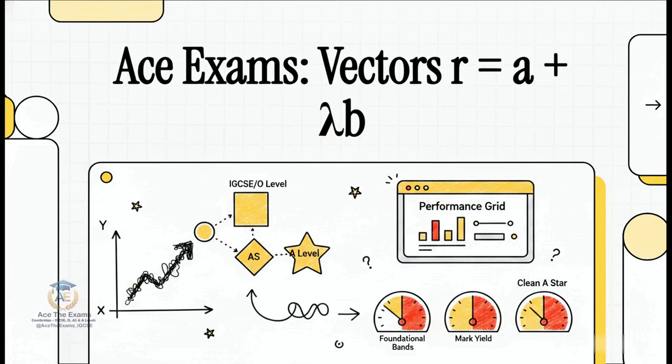And listen, this isn't just about plugging some numbers into a formula and hoping for the best. It's about understanding precise definitions, causal relationships, and cross-topic integration. Throughout this explainer, we're going to look at real-time strategies, track performance grids, and measure your exact mark yield, taking you from the lowest foundational bands all the way up to a clean A star.